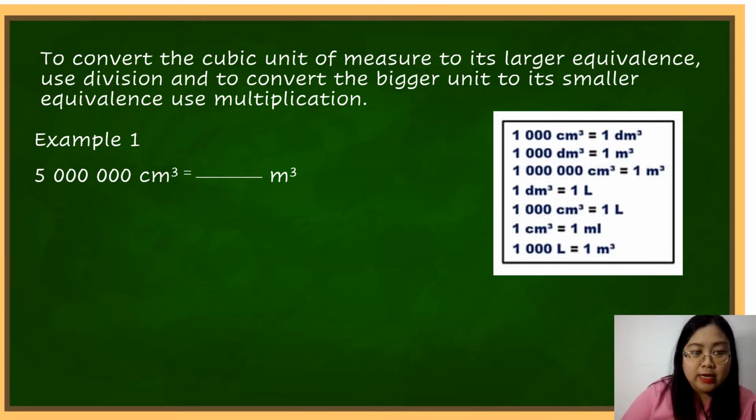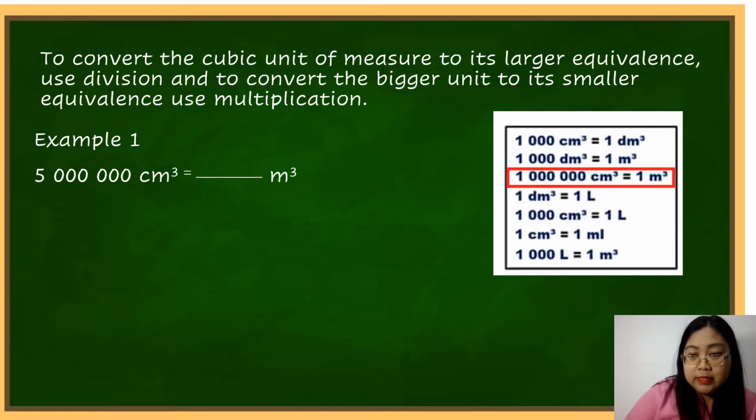Example number 1. 5 million cubic centimeters is equal to how many cubic meters? Let us look at the equivalent chart. Have you seen cubic centimeter to cubic meter? Yes, we have. 1 million cubic centimeters is equal to 1 cubic meter.